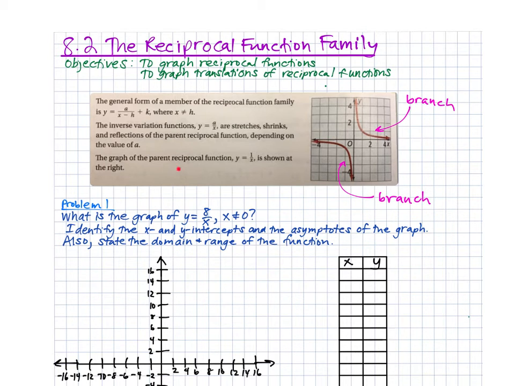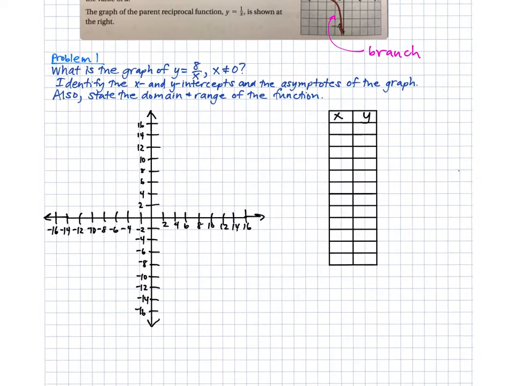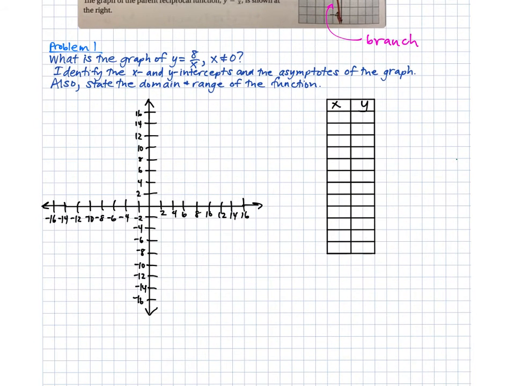This is our parent reciprocal function, 1 over x, where a is 1, h is 0, and k is 0. So that is what that looks like. And these are called branches. Okay, so to graph these, the first thing we're going to do is just use a table. So we'll just pick values of x, plug them into the function, get our values of y, and then plot the points, and then kind of follow the dots. As we go a lot further in this chapter, we'll do a lot of shortcuts from that.